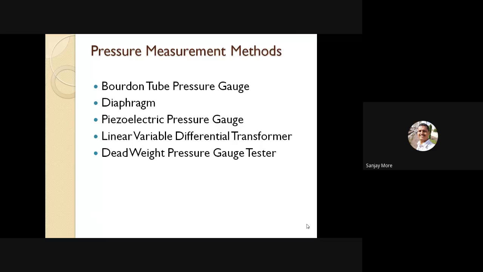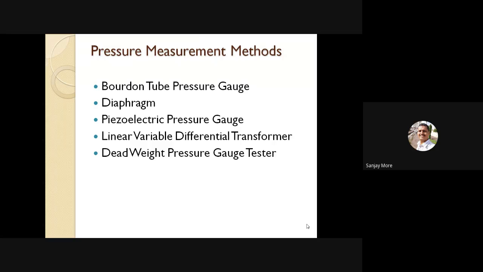In the last lecture, we started the pressure measurement devices: Bourdon tube pressure gauge, diaphragm pressure gauge, piezoelectric pressure gauge, linear variable differential transformer, that is LVDT, pressure gauge, and the last one is the dead weight pressure gauge. These are the five pressure measurement instruments. In the last lecture, we started with the first one, the Bourdon tube pressure gauge.